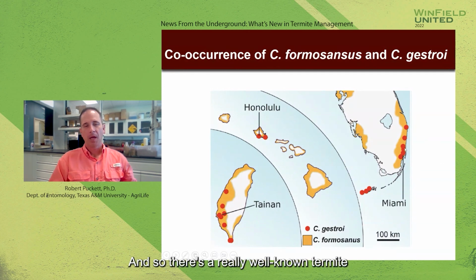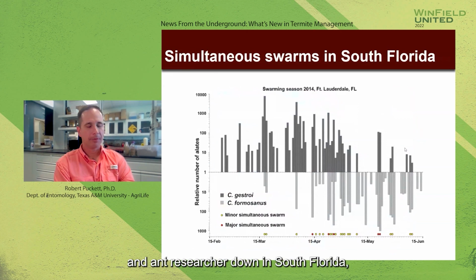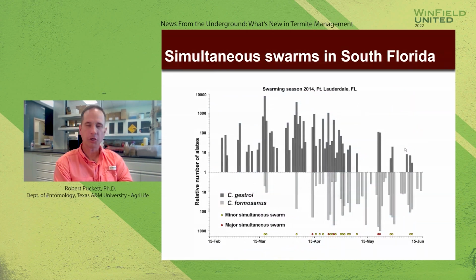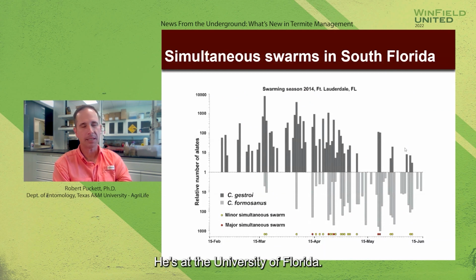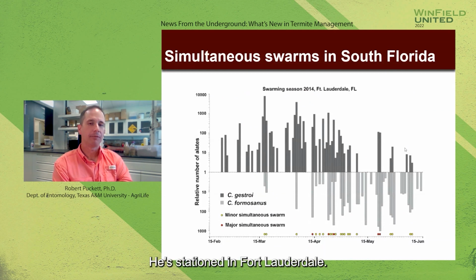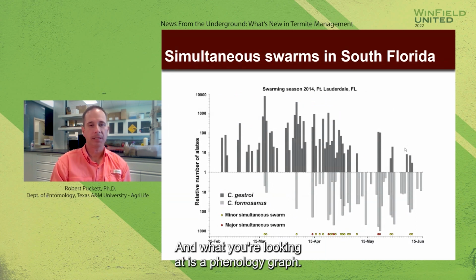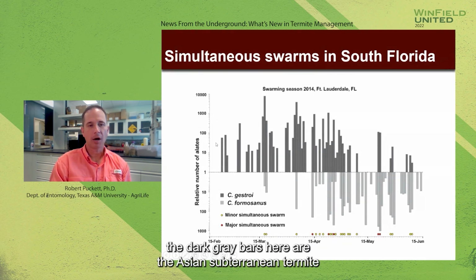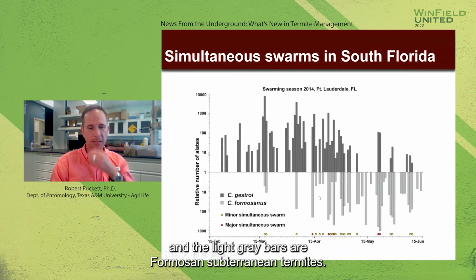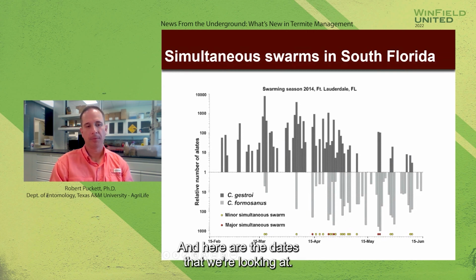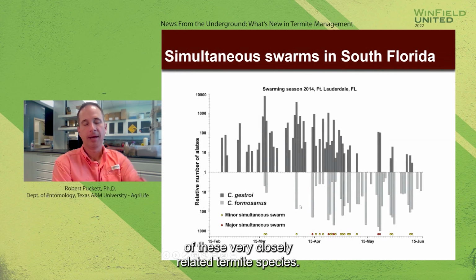And so there's a really well-known termite and ant researcher down in South Florida, Dr. Thomas Chouvenc. He's at the University of Florida, stationed in Fort Lauderdale. And he was studying the swarm times of these two species. What you're looking at is a phenology graph of swarming activity. The dark gray bars here are the Asian subterranean termite, and the light gray bars are Formosan subterranean termites. And here are the dates that we're looking at, mid-February through mid-June. And what you can see is that there's a lot of overlap of these very closely related termite species.